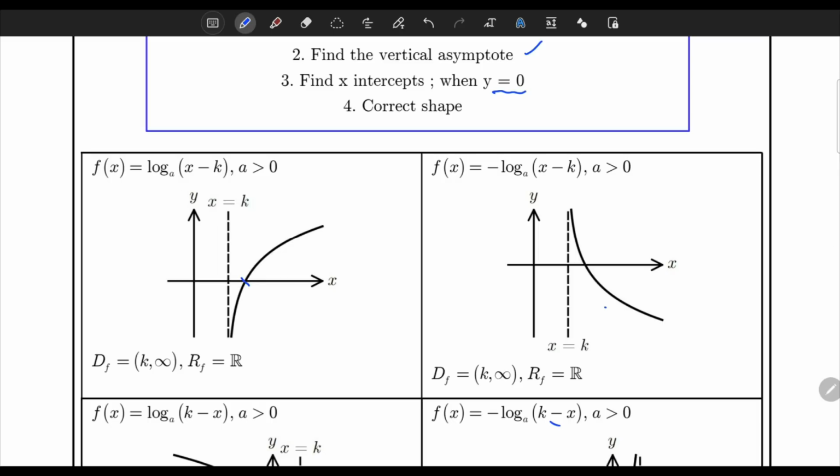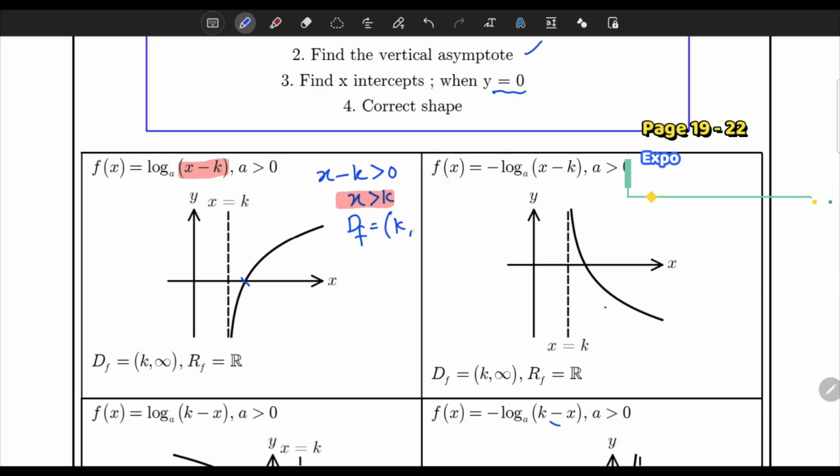So where do we start? Normally we look inside the log, so x minus k must be greater than 0. It cannot be equal to 0. So here you get x greater than k. This is actually your domain, so you know your domain directly, which is k to infinity.